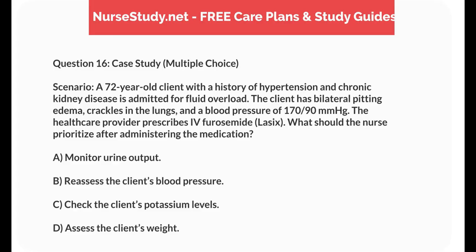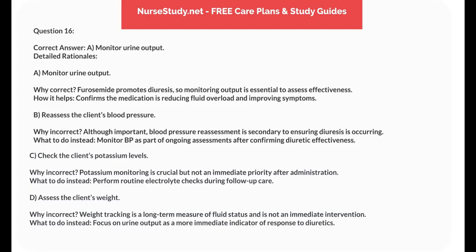A. Monitor urine output. B. Reassess the client's blood pressure. C. Check the client's potassium levels. D. Assess the client's weight. Correct answer: A. Monitor urine output. Detailed rationales. A. Monitor urine output. Why correct? Furosemide promotes diuresis, so monitoring output is essential to assess effectiveness. How it helps: confirms the medication is reducing fluid overload and improving symptoms.